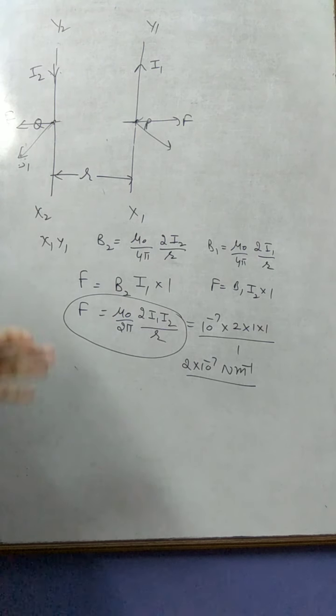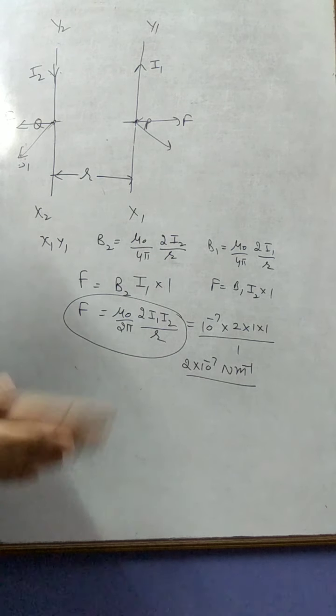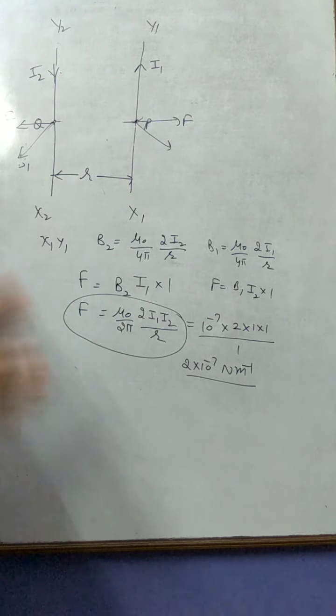So this is a very important article. A current carrying conductor placed in a magnetic field experiences the force B I L, and when two conductors are parallel, if they carry current in the same direction, they attract each other with this much force, and if they carry current in opposite directions, they repel each other with this force.